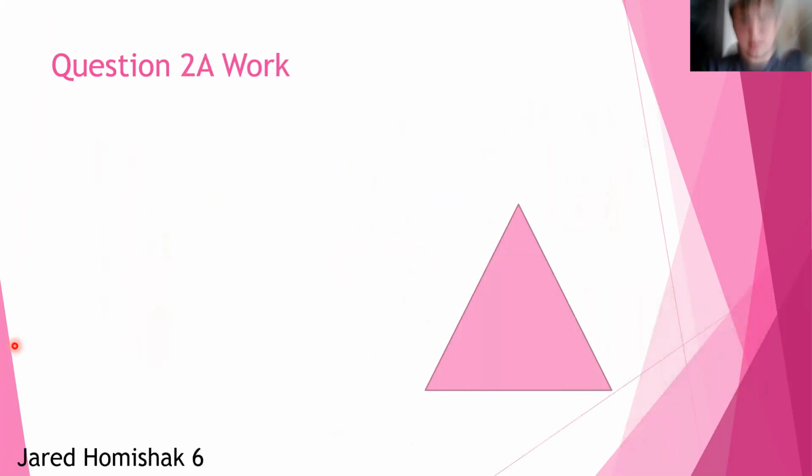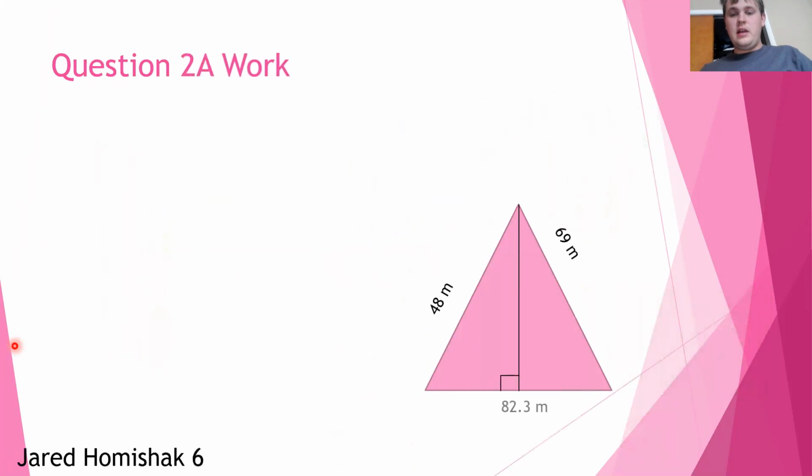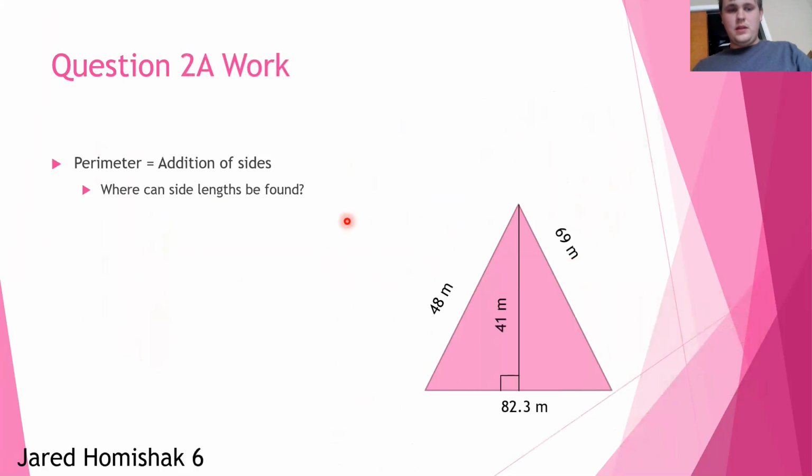Now, next question. So, let's say we have a triangle here with sides of 48 meters, 69 meters, and 82.3 meters, and a height of 41 meters. So, let's start off by finding the perimeter, and that is simply the addition of all the sides that you see here. Where can these be found? Well, right here, 48, 69, and 82.3, right on the outsides of the triangle. So we add them up together to get a final perimeter of 199.3 meters.